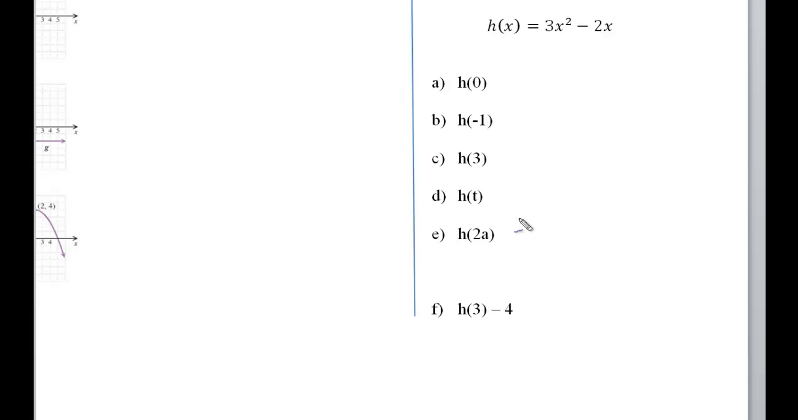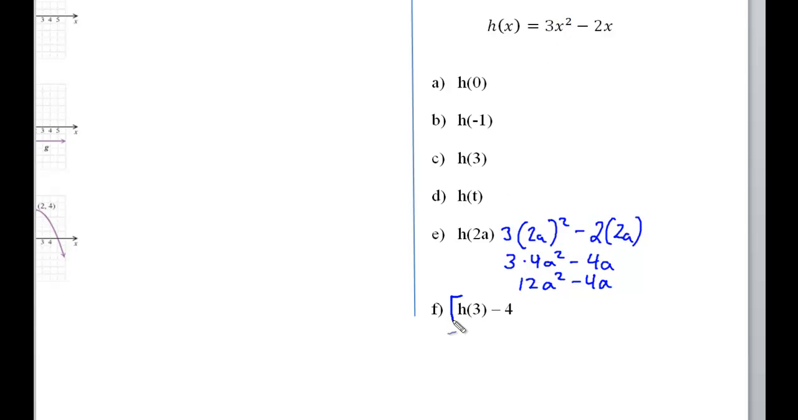Okay, what I'm going to do for this one is plug in 2a into my equation. So this becomes 3 times 2a quantity squared minus 2 times 2a. Now this becomes 3 times 4a squared minus 4a, and then that will give me 12a squared minus 4a. So the 2a was plugged back into my original problem, and as I squared it, I got 4a squared.